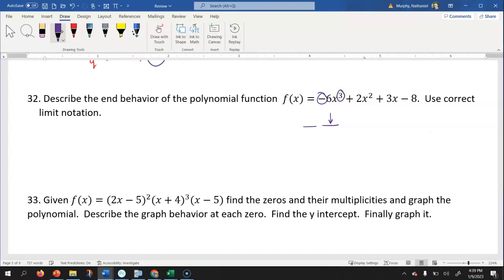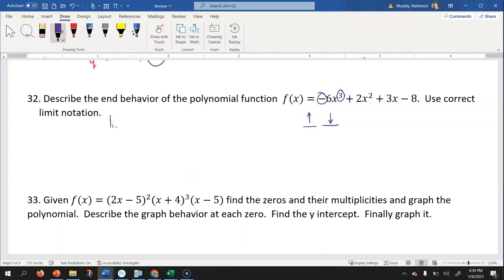And then the degree tells us what's happening on the left side. If it's an odd degree, it's going to go in the opposite direction. If it's an even exponent, if it's an even degree, it's going to go in the same direction. So I know that the left side is going to go up, the right side is going to go down.